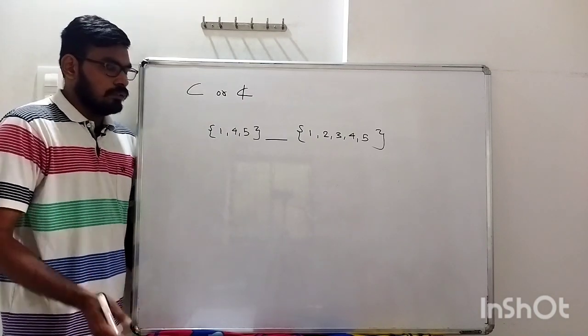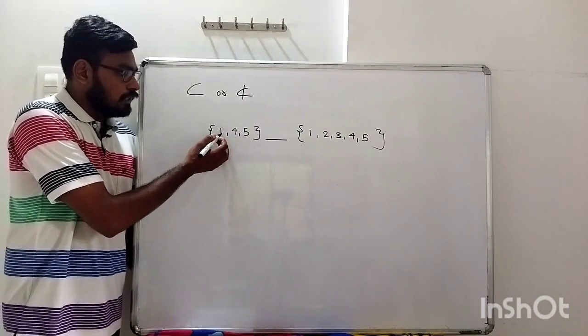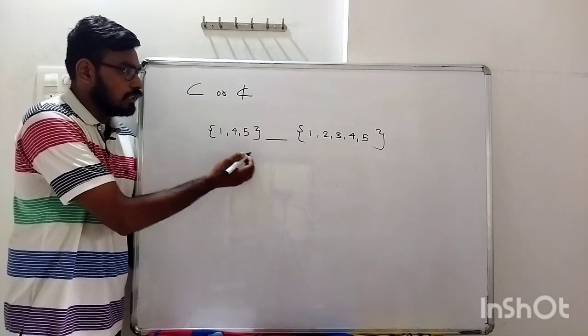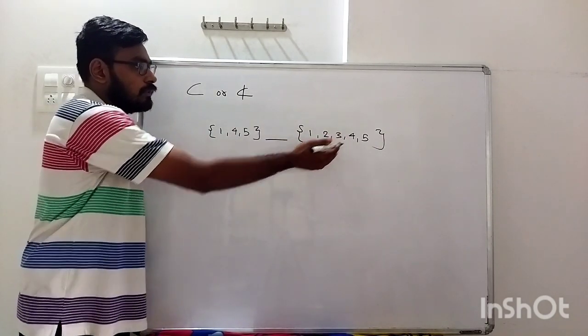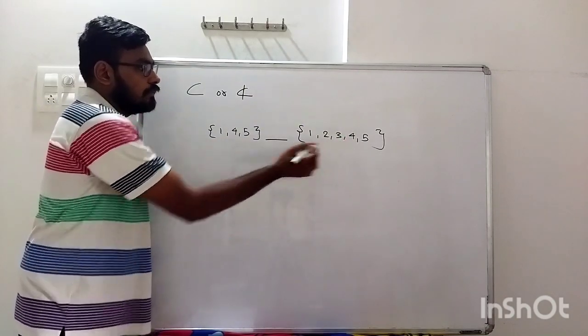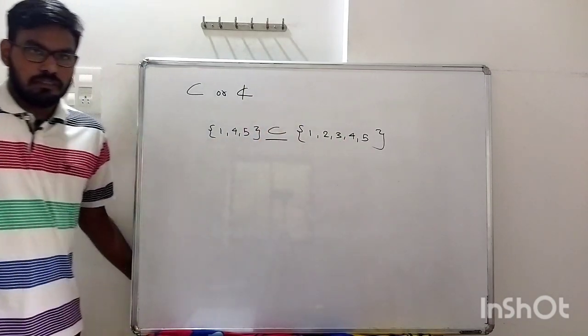See now, how to check? Here there is 1, check here, there is 1. Then here there is 4, check here, there is 4. Here there is 5, there is 5. So this is a subset.